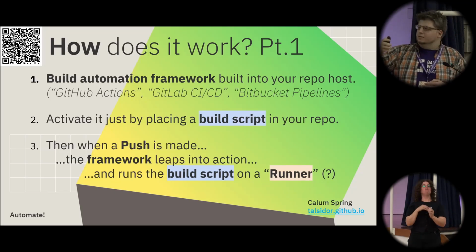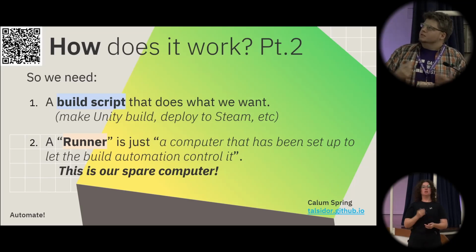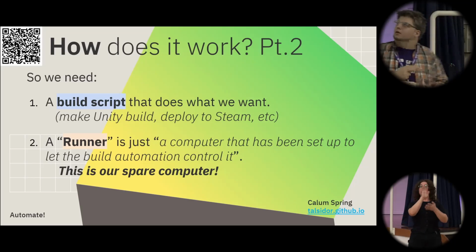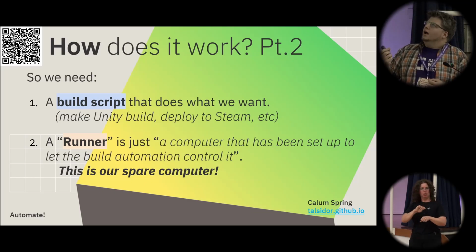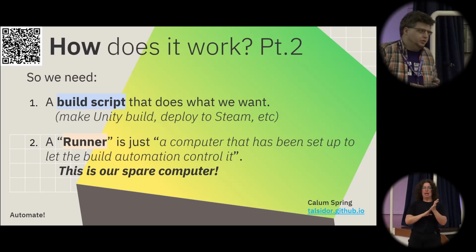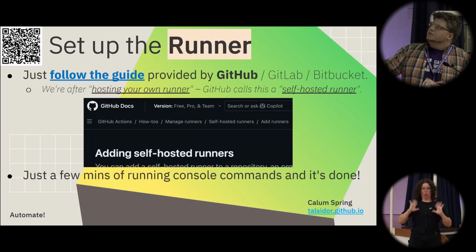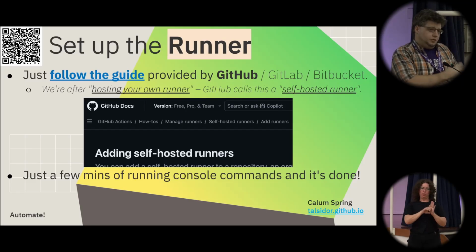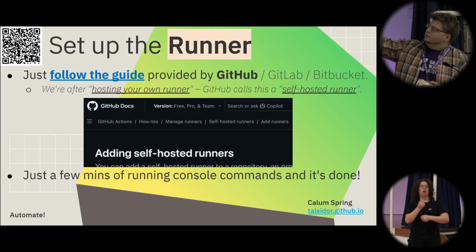So what is a runner? We're going to need these two things: a build script that does what we want, so maybe you want to make a Unity build, deploy it to Steam, do some other things, and a runner. A runner is just a computer that has been set up to let the build automation control it, and that's what that spare computer is for. To set up your runner, so your spare computer can be a runner, you just follow the guide that's provided by each of the providers.